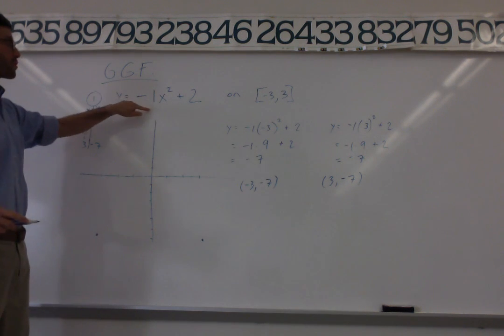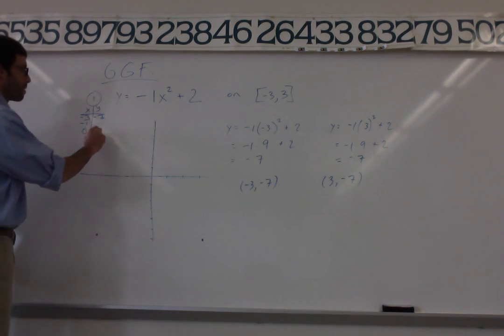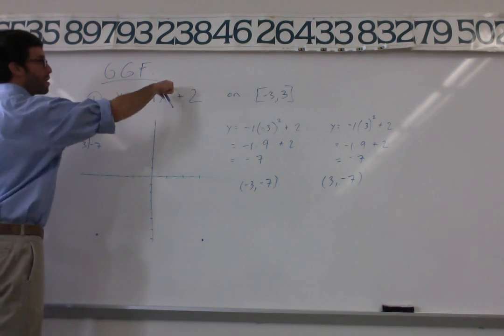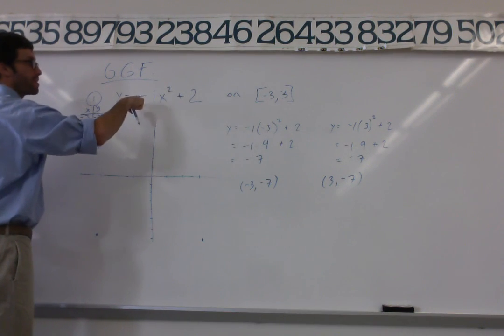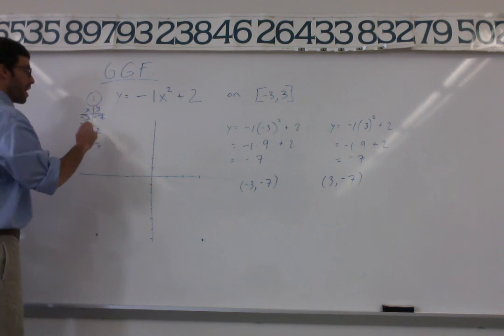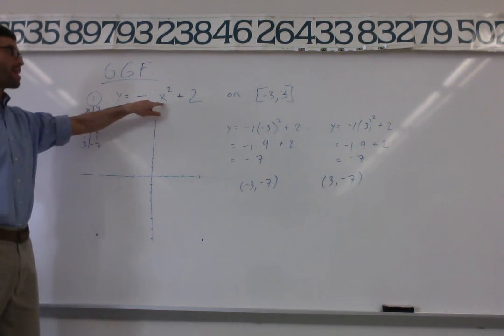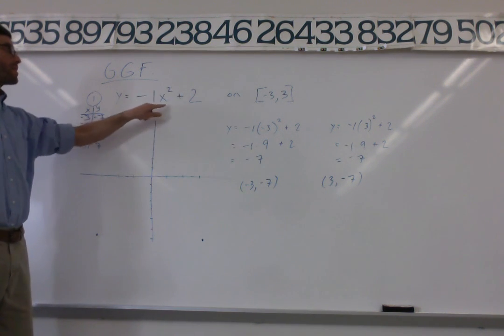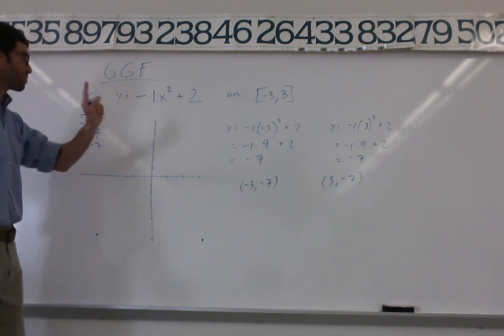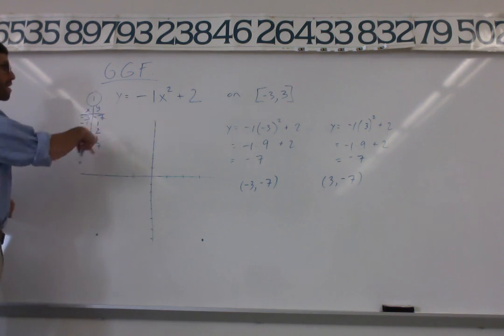It's going to wipe out this whole term. We're left with 2. Plug in 1 for x. Well, 1 squared is 1, times negative 1 is negative 1, plus 2 is 1. And the same thing would happen with negative 1. Negative 1 squared is 1, 1 times negative 1 is negative 1, plus 2 is 1. So here are 5 ordered pairs.